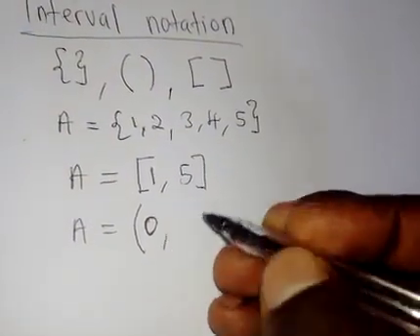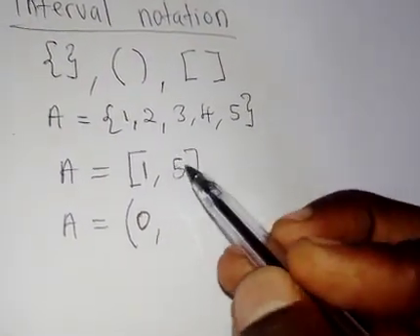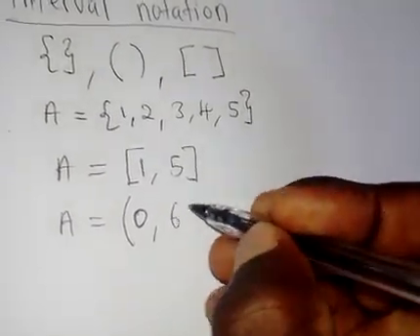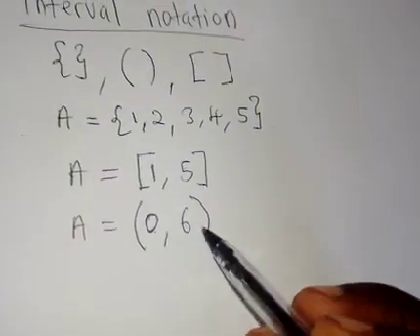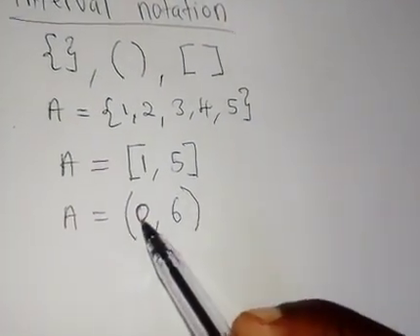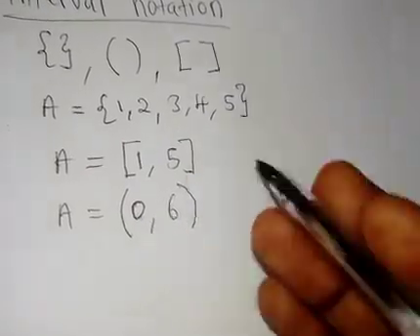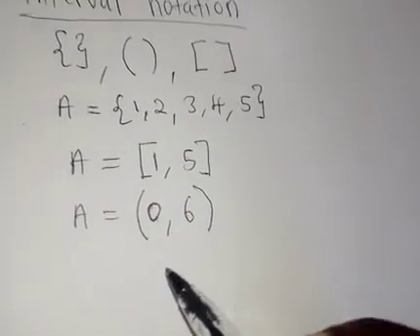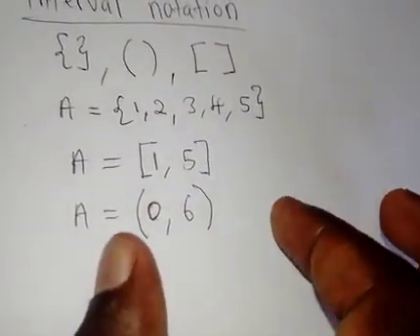So it will be 0, comma, the last element you know is 5. So instead of writing 5, you write 6, like that, 0 to 6, meaning that 0 there is not part of the set, but the next element is. Then 6 is not part of the set as well, but the previous element is part of the set.